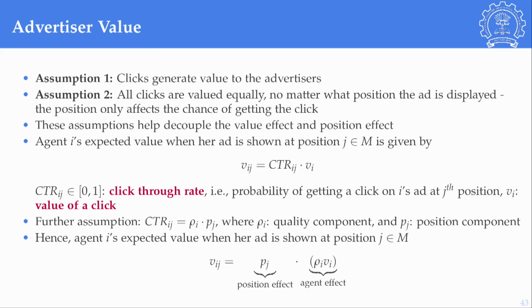Now, what is not known is this Vi. If you think about this, from our historical data of that agent and how many people have got a click if their ads have been shown on the jth position, we can estimate Pj and also rho i, but we will never know Vi because this is some private information. So, this is exactly where our auction lies.